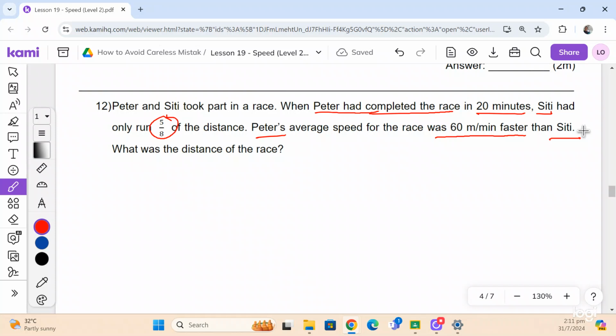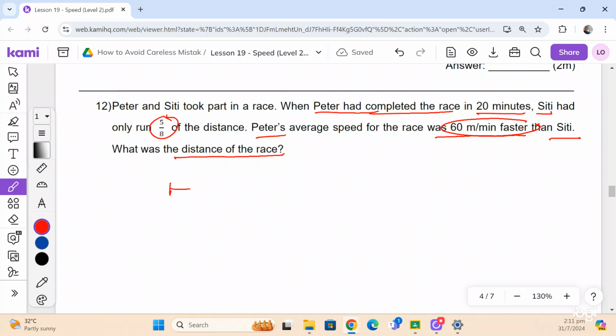So we have seen this already. What do you mean by 60 meters per minute faster? It means that in 1 minute, Peter traveled 60 meters more than City, and that's why Peter is faster. And what was the distance of the race? Some of you might be able to solve it without any model, but others may not be able to solve it because it looks very hard. It seems to be quite hard to even know where to start. So I will advise you, as what we always do, to draw the model.